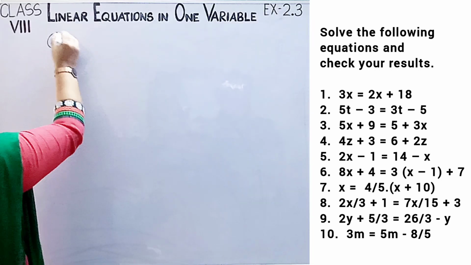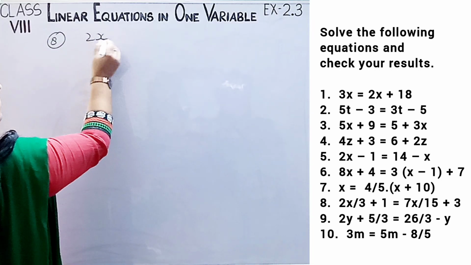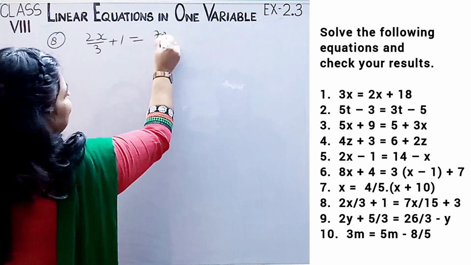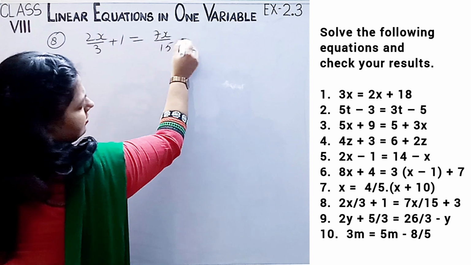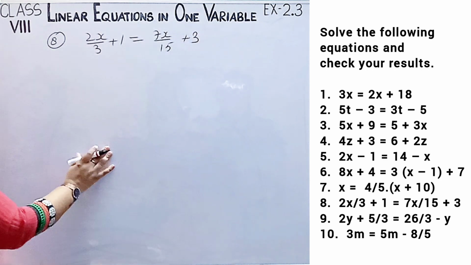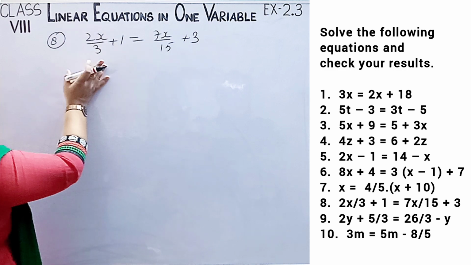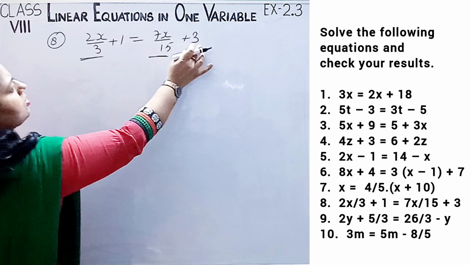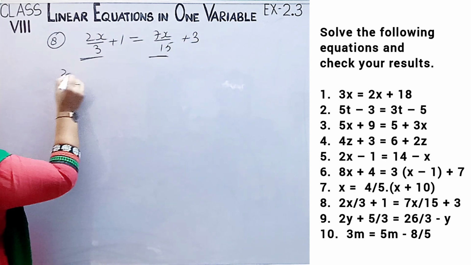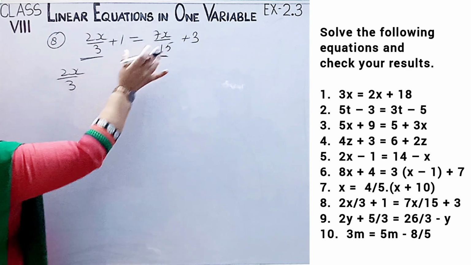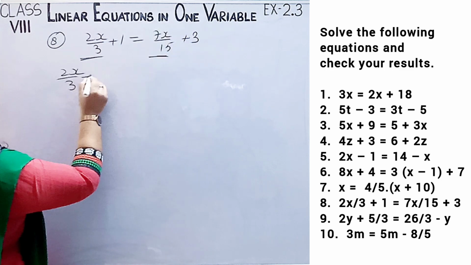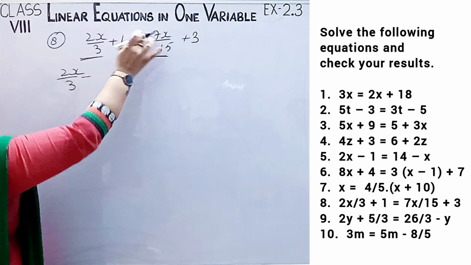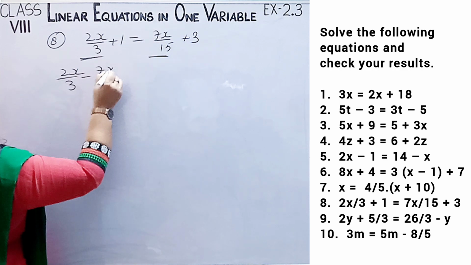Question number 8. 2x upon 3 plus 1 equal to 7x upon 15 plus 3. So first we all know we have to separate variable part from constant parts. So 2x upon 3 transposing 7x upon 15 from right to left, and here it is with plus sign, so it will become minus sign.